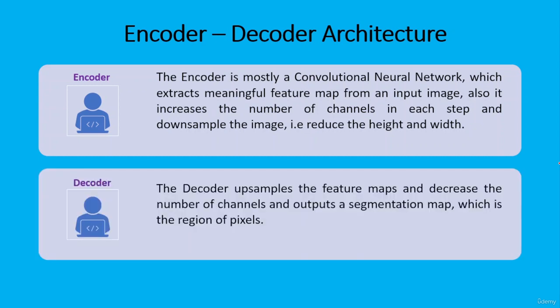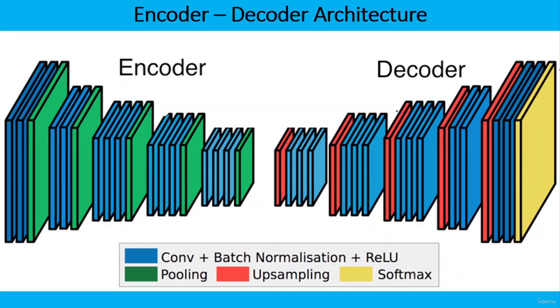And what is the job of the decoder in semantic segmentation? The decoder upsamples the feature maps and decreases the number of channels and outputs a segmentation map, which is a region of pixels. So here you can see the example encoder-decoder architecture. Encoder downsamples the input image and decoder upsamples the input features to output the segmentation map of the input image. So there are different layers: convolutional layers, batch normalization, ReLU, pooling, upsampling, and softmax layers.